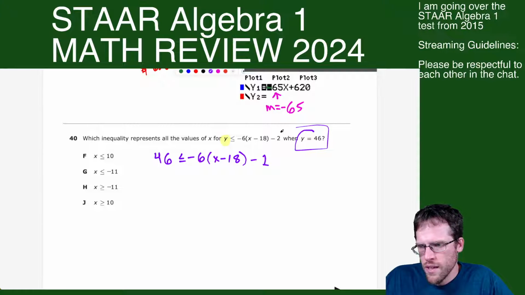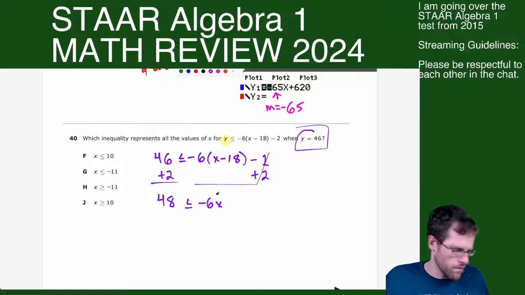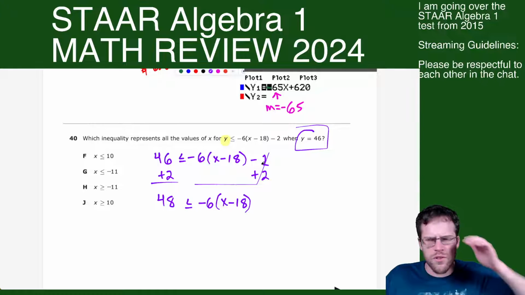So I rewrite the inequality down, but for Y I'm plugging in 46. And now here, that's minus 2. I'm going to go plus 2 first. I think there's a nice way to do this. The minus 2 plus 2 is gone. We get 48 is less than or equal to negative 6 times x minus 18. I'm sorry, let me write my parentheses. So negative 6 times x minus 18. Okay, so all I did was just add that 2 first.